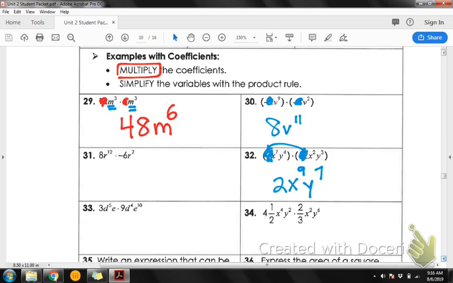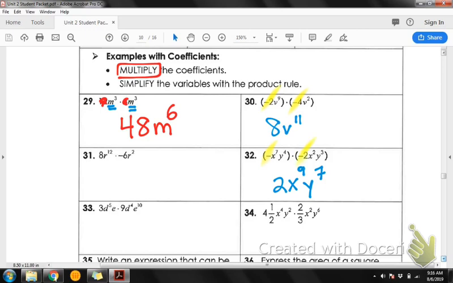Perfect. 2x to the 9th, y to the 7th. Questions? Mackenzie. I'm so confused. Why did you take this for this, but this? Because you're multiplying your coefficients. So your coefficients here are negative 2 and negative 1. It's just like what we did on 30, right? We multiplied negative 2 and 4, so we multiplied negative 1 and negative 2.